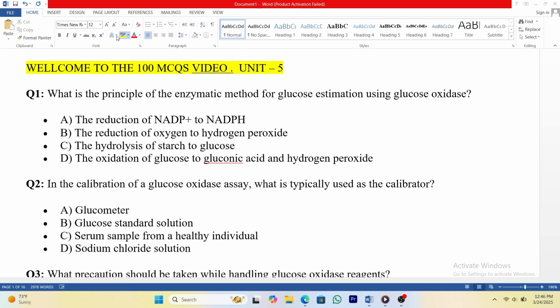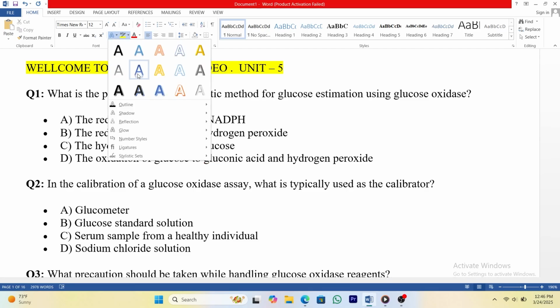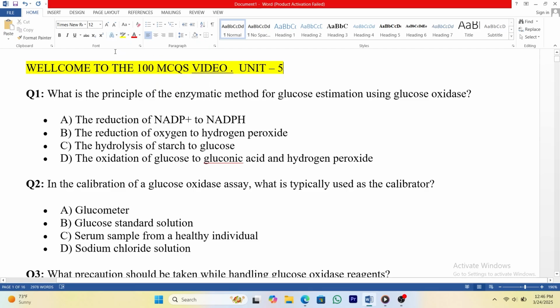Unit 5. Let's dive. 1. What is the principle of the enzymatic method for glucose estimation using glucose oxidase? A. The reduction of NADP to NADPH. B. The reduction of oxygen to hydrogen peroxide. C. The hydrolysis of starch to glucose. D. The oxidation of glucose to gluconic acid and hydrogen peroxide.